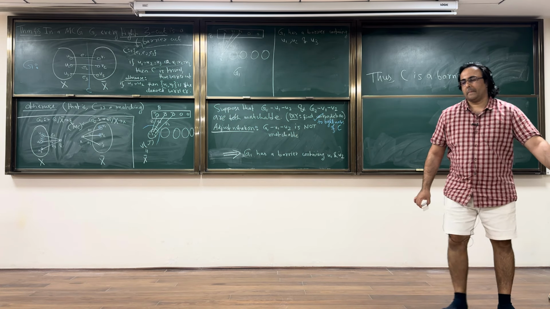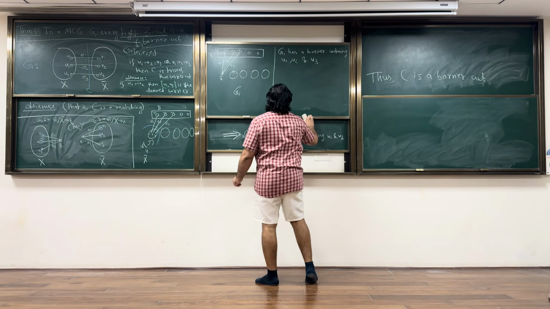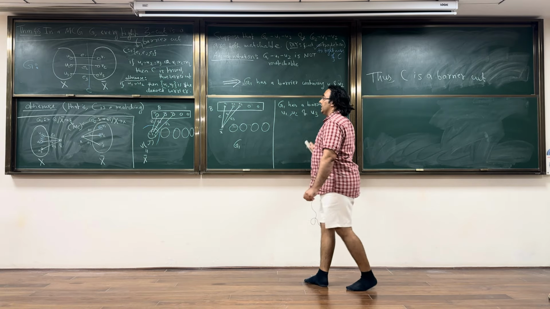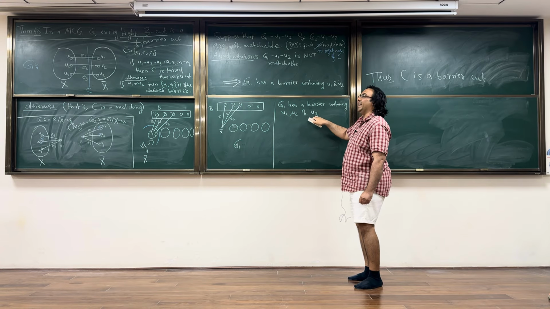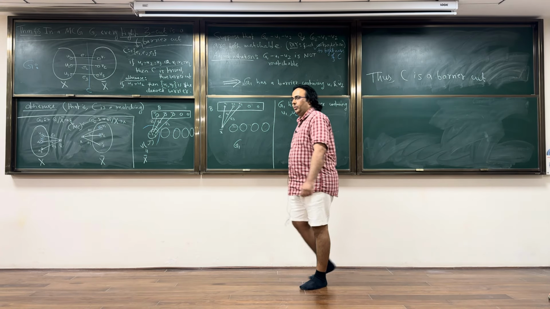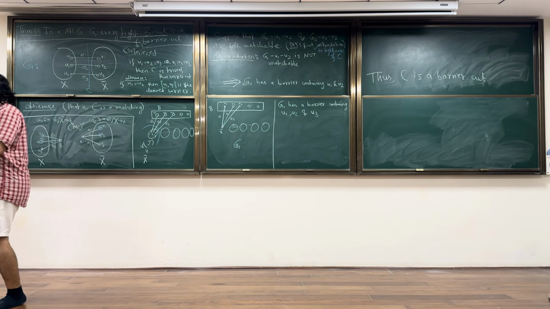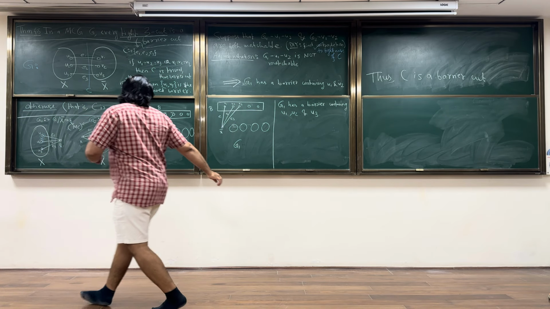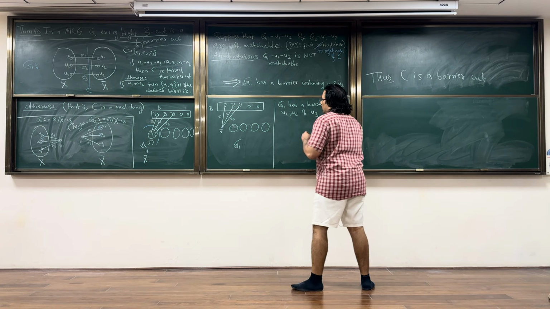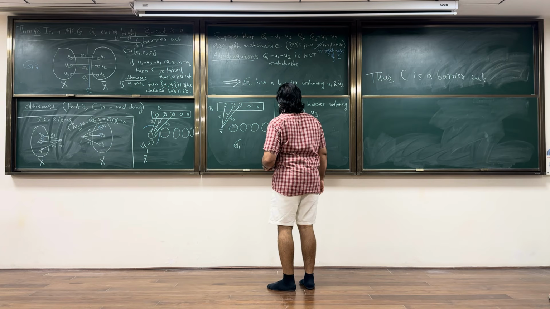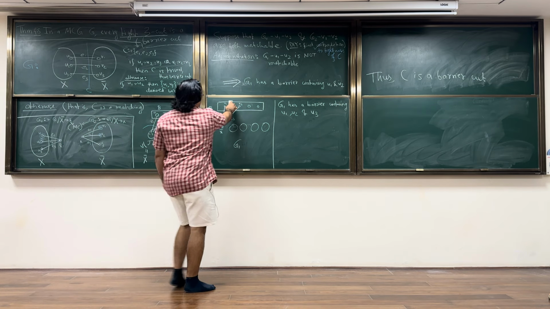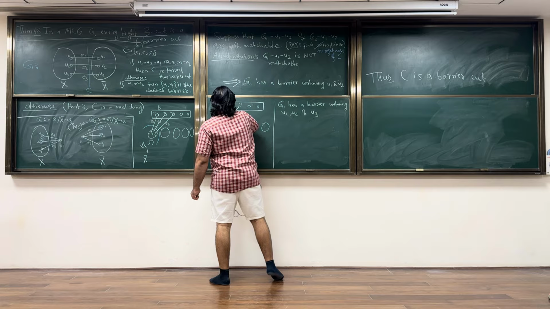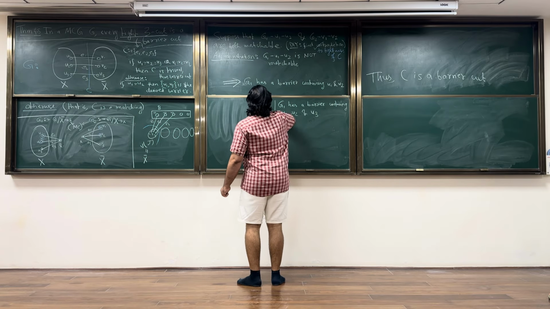But that's not what we want. We want a stronger thing. We want a barrier containing U1, U2 and U3. Okay, let's see how to get there if we can. So let's make a barrier in G1 containing U1 and U2. So maybe I'll erase this drawing. This is where we want to get, but I don't have it yet.